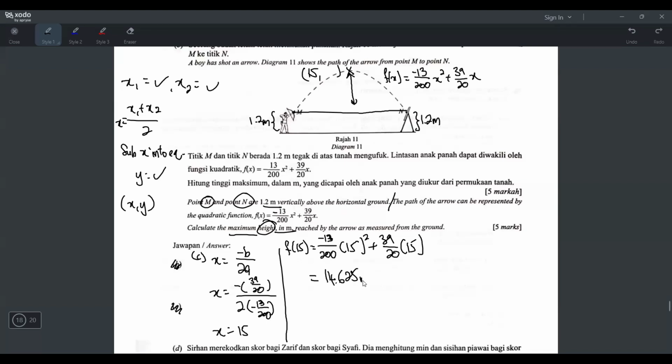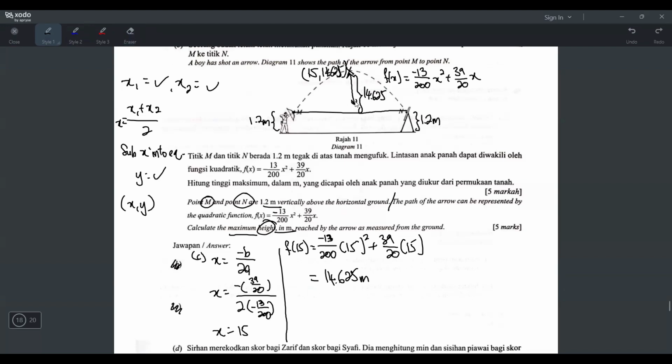So they actually don't give answers with many decimal places, so I think we can write in decimal. But if they give many decimal places, then I will write in fraction. Okay, so this is the height, the y coordinate, 14.625. And it's also the height from here to here.